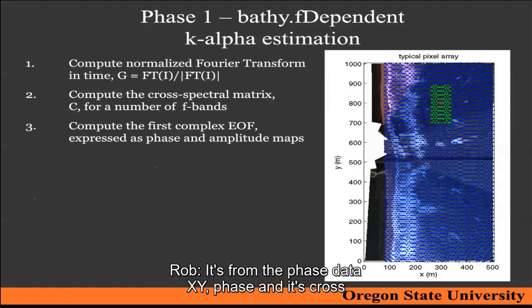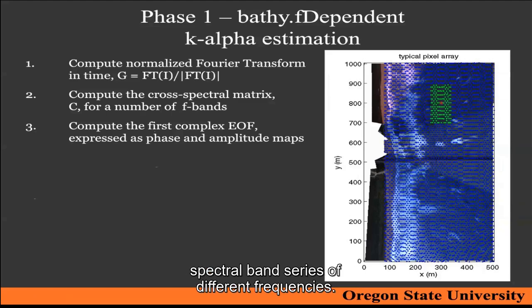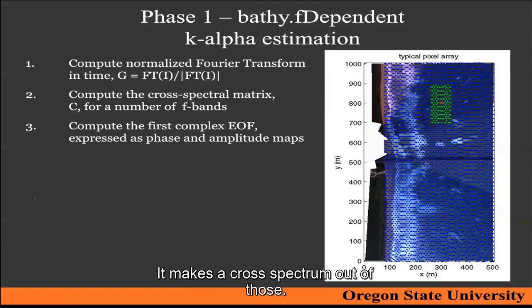It's from the phase data, XY phase, and it's a cross spectrum, so that is an average statistic over a series of slices in the spectral band, a series of different frequencies. It makes a cross spectrum out of those. It'll hopefully be a little more obvious than that.